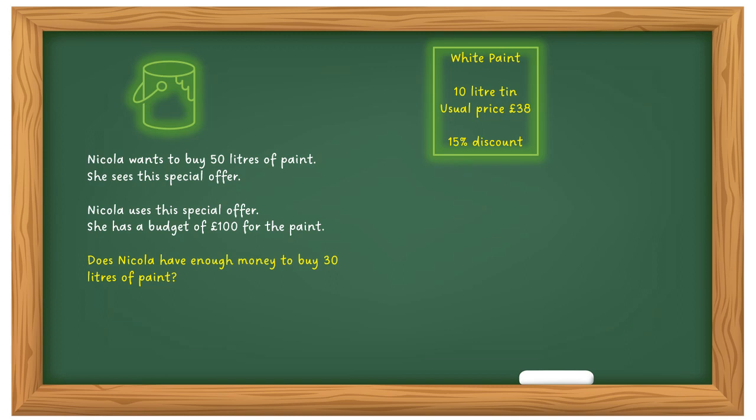So how did you do? Let's have a look. So 38 minus £5.70 is £32.30. 32.3 times 3 equals £96.90 for 30 litres. So yes, Nicola has enough money. And if you've got 96.90, then well done.